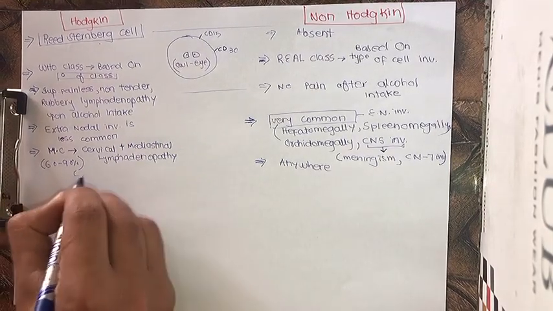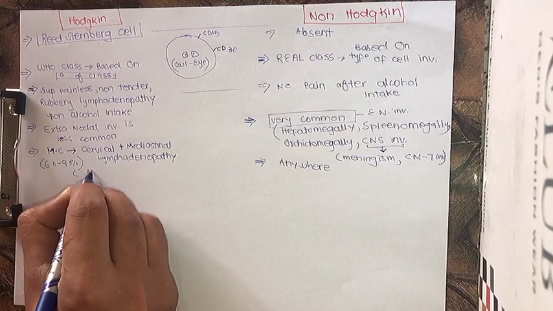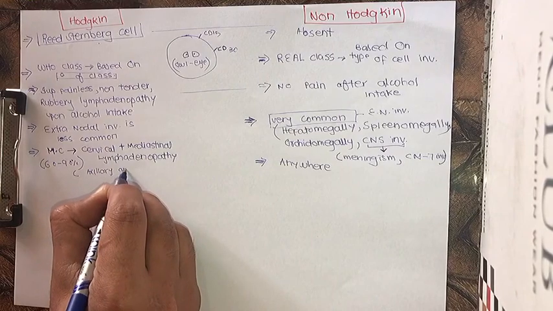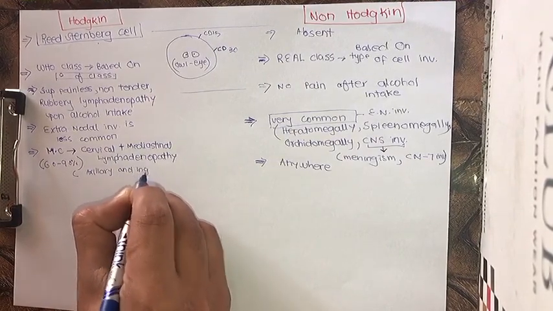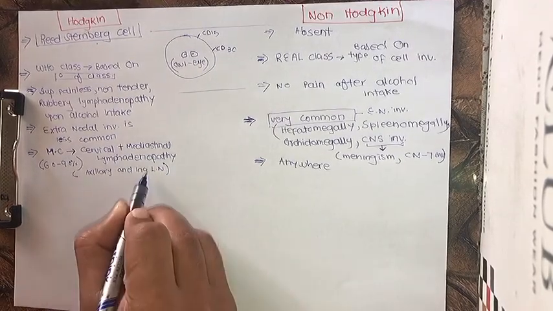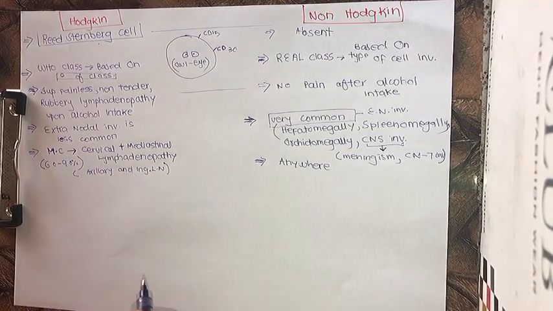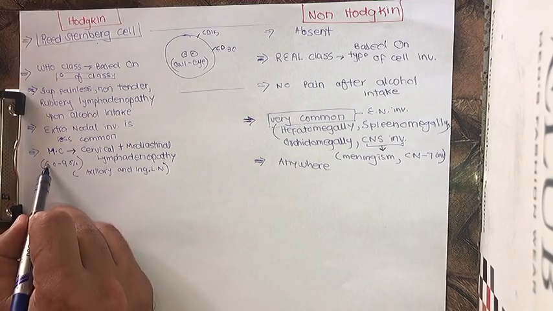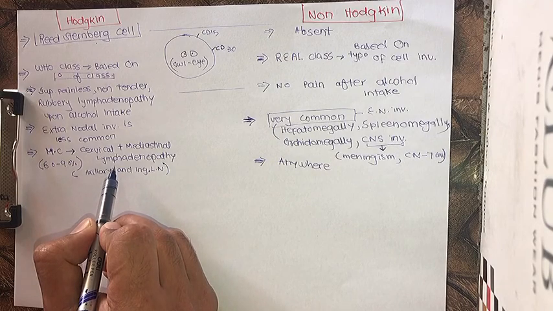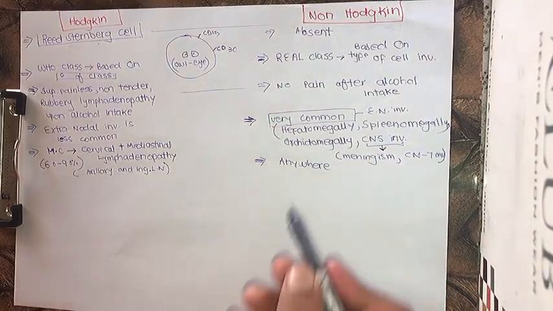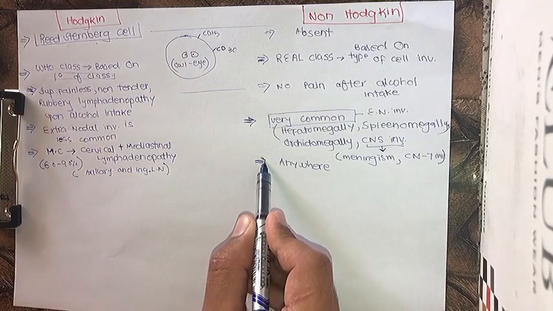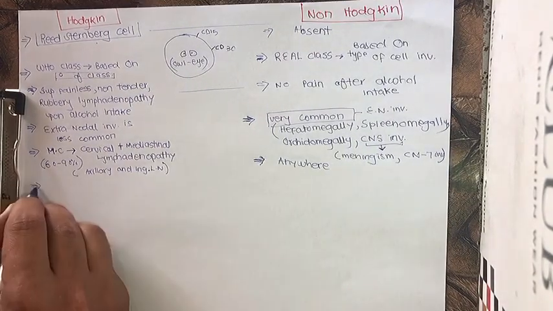whereas axillary and inguinal lymph nodes can also be involved, but they are less common. 60 to 90% is cervical plus mediastinal lymphadenopathy. And in case of non-Hodgkin's, it could be anywhere, not just lymph nodes, as it's very common in other organs as well.